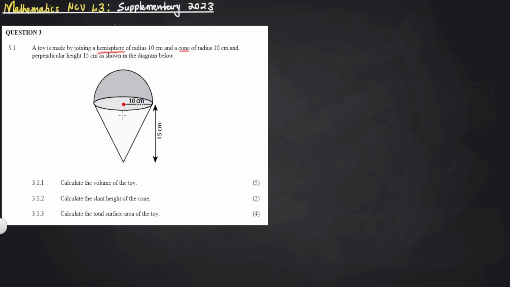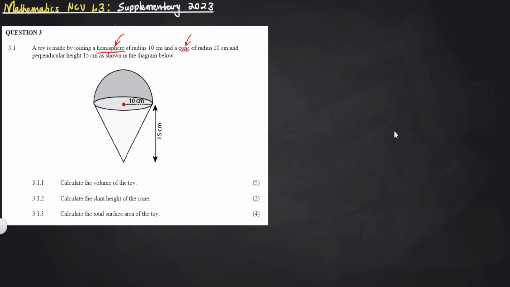I've underlined the word hemisphere as well as the word cone because, as you can see, this shape is actually composed of two different shapes. We have a cone and a hemisphere. Now with 3.1.1, they want us to calculate the volume of the toy.